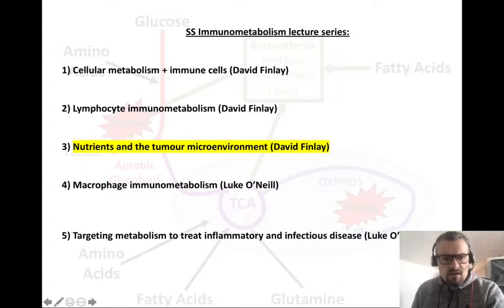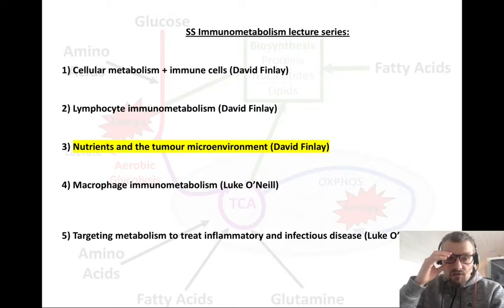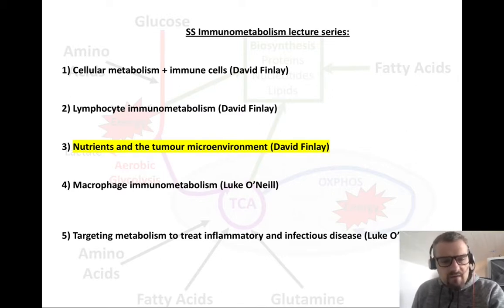So in this third lecture and the last lecture you're going to get from me on this topic, we're going to take what we've learned about immune cell metabolism and particularly lymphocyte immunometabolism, and see how the insights we discussed in the previous two lectures affect how the lymphocytes and immune cells work within nutrient adverse microenvironments. Like in particular, the best example would be the tumor microenvironment, but there are other microenvironments where the immune cells may find themselves that have quite metabolically difficult conditions.